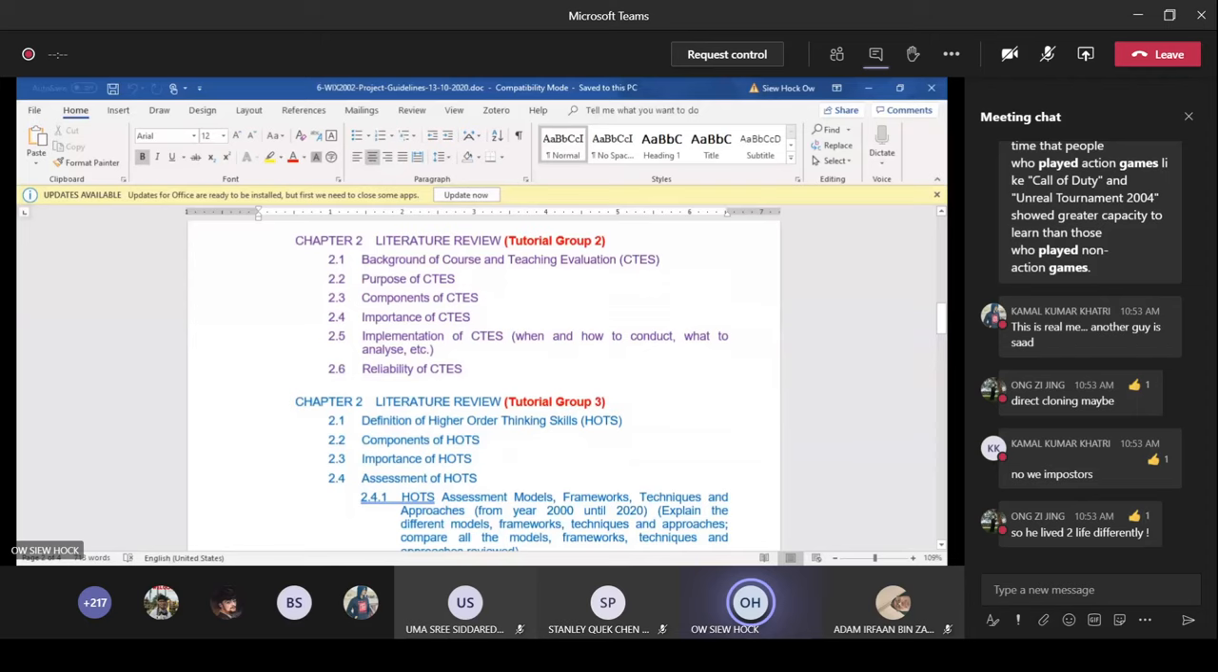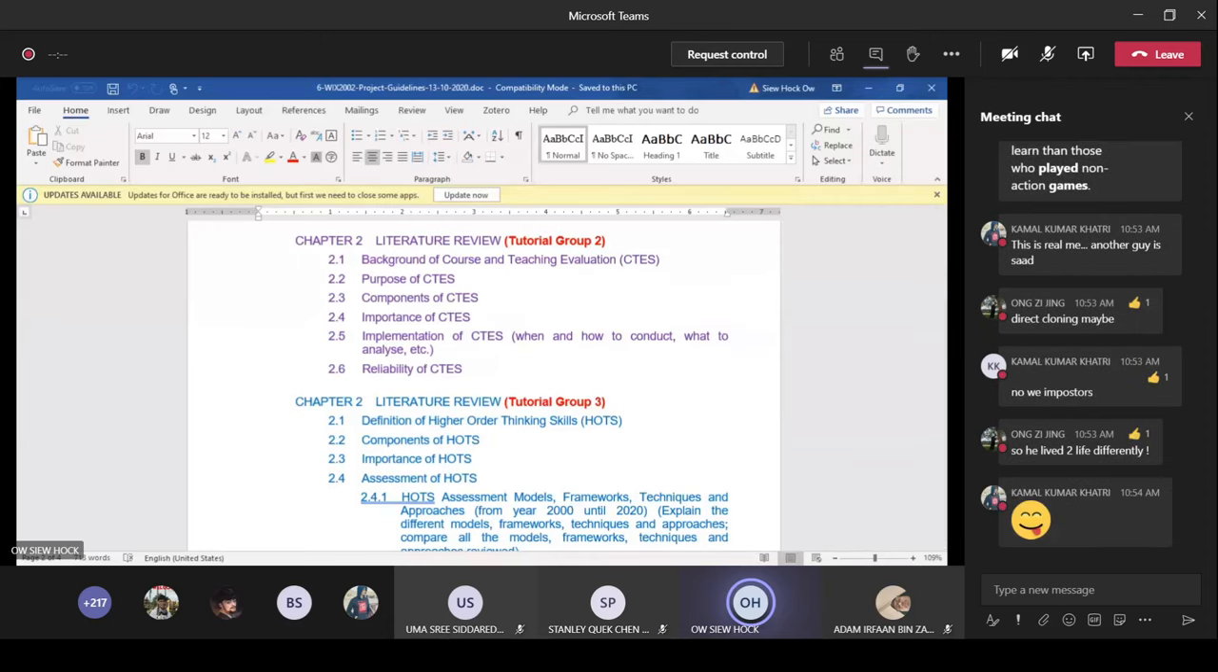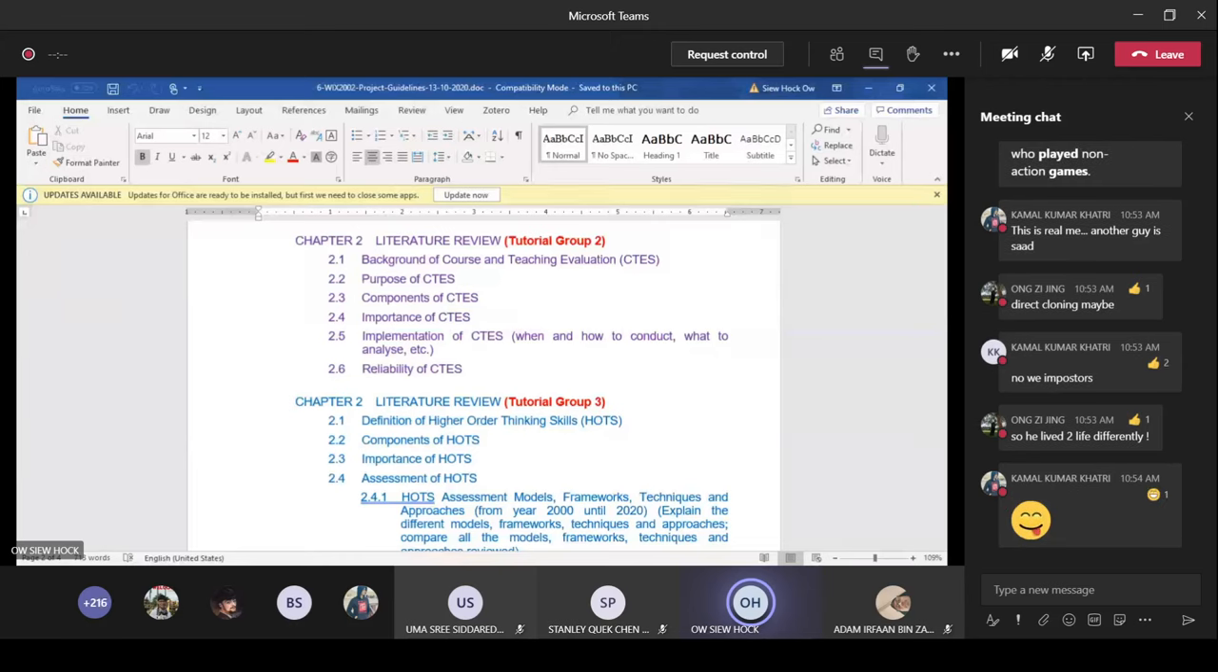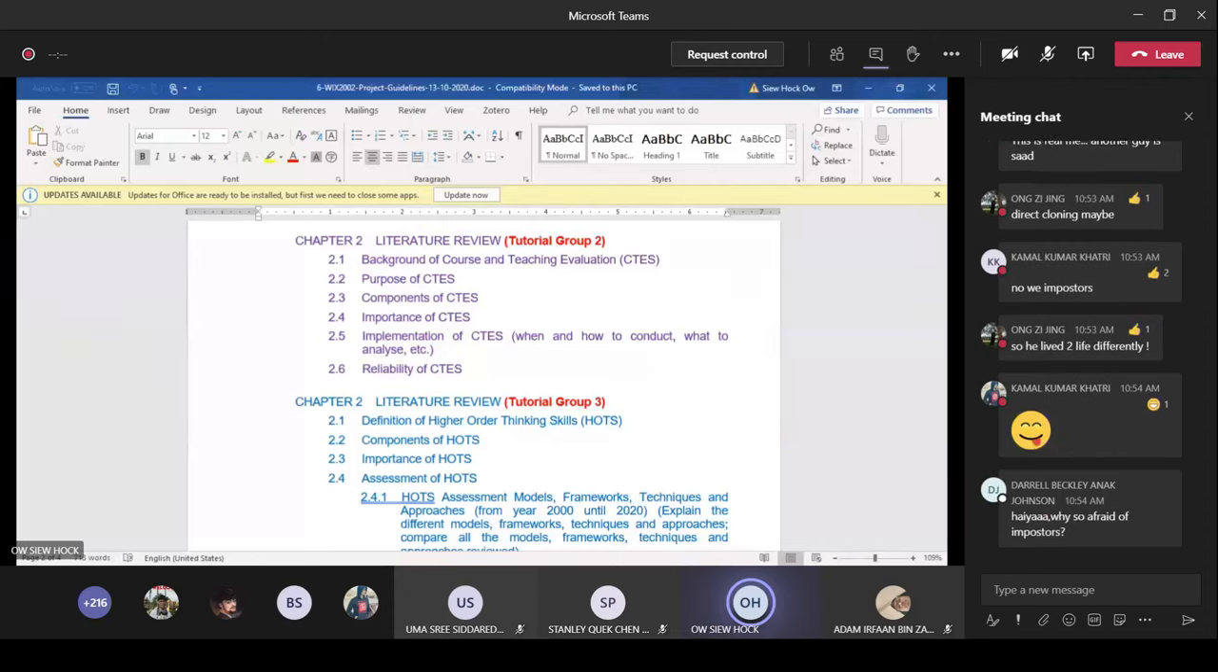Even though it's your own words or your own construction of sentences, you need to quote references because these are facts that you gathered from somewhere, not created by yourself. This is called IP, intellectual property rights. So you have to acknowledge people's work.